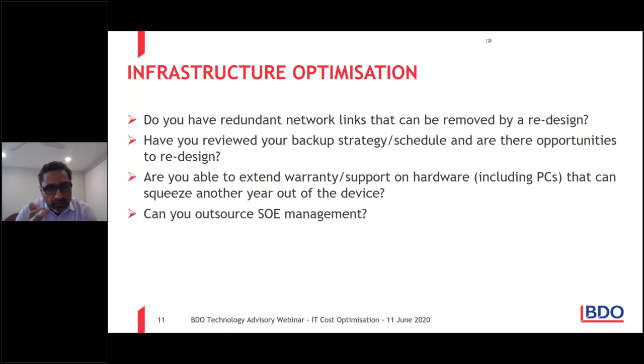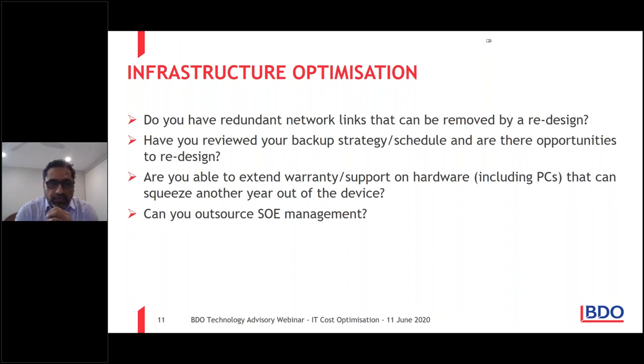Now, a lot of these things are commoditized also. So if you are out of a contract, you can take it into the market and test whether you can get a better deal out there. And that could be a low hanging fruit that you can target quite quickly.